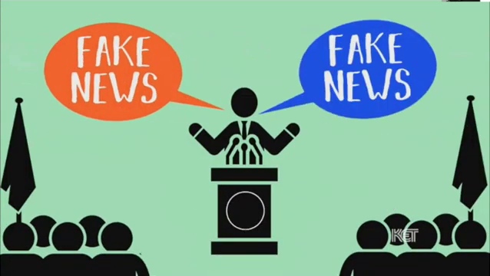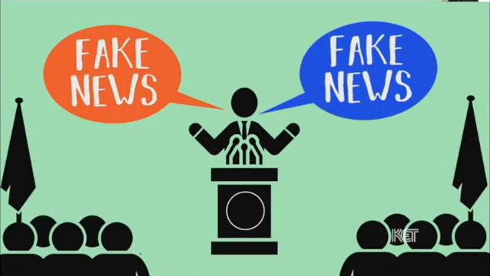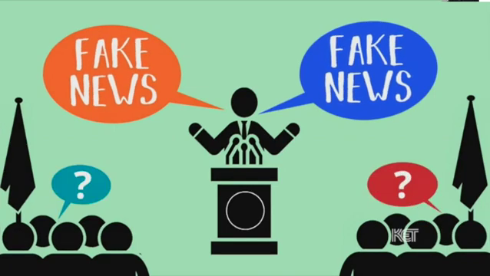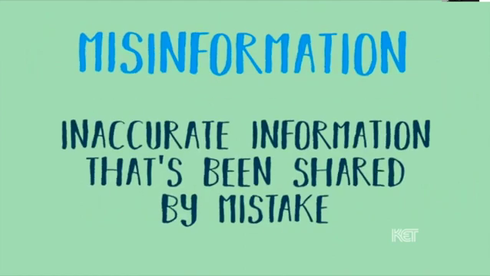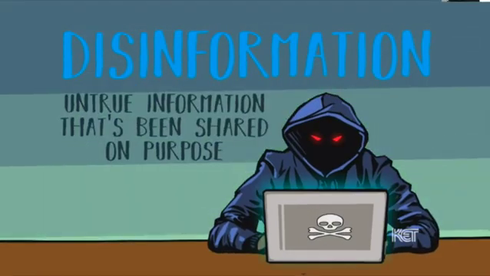The term fake news is often used to describe false information in the media. Experts don't like that term because often people use it to refer to information they don't agree with, whether it's true or not. Instead of fake news, use the terms misinformation and disinformation. Misinformation is inaccurate information that's been shared by mistake. The person sharing it wasn't trying to mislead people. Disinformation is untrue information that a person shares on purpose to mislead their audience.